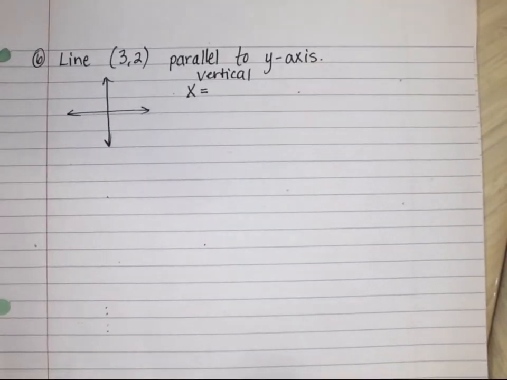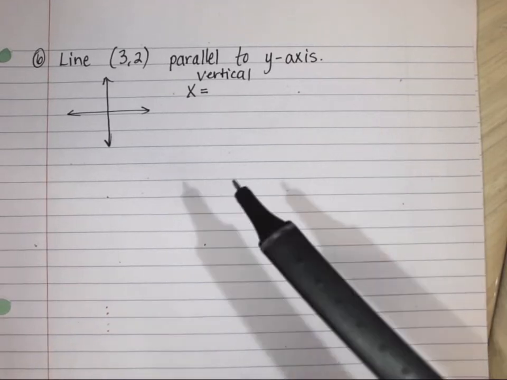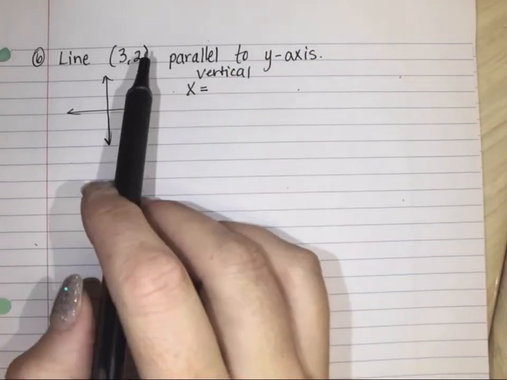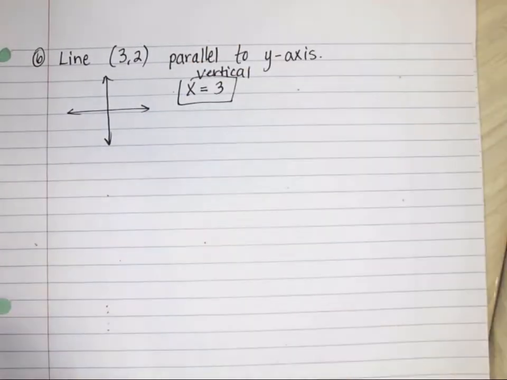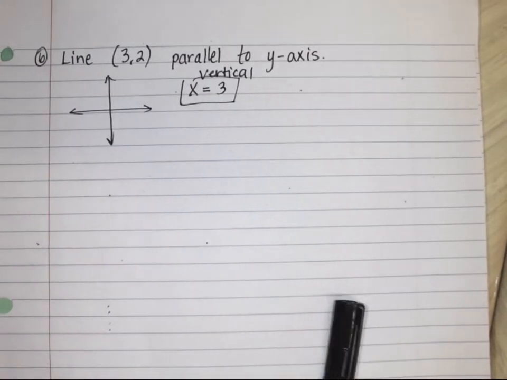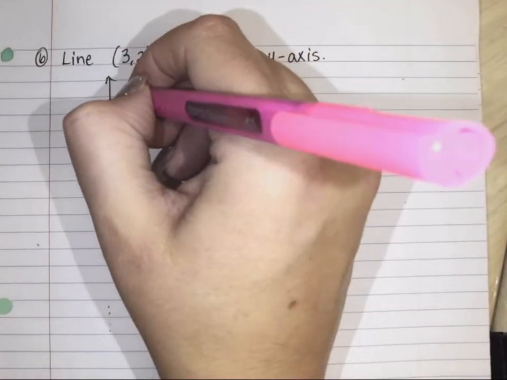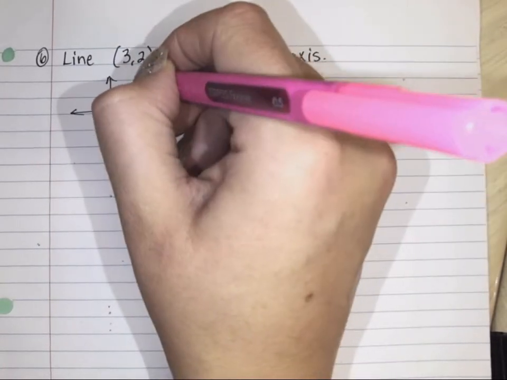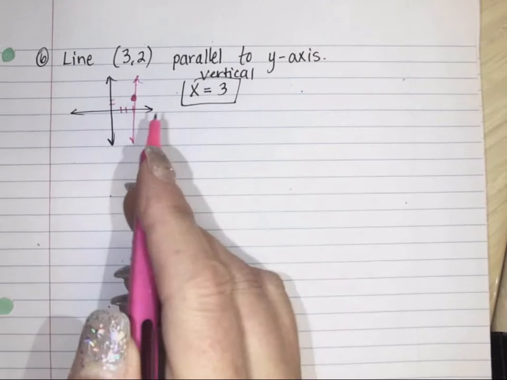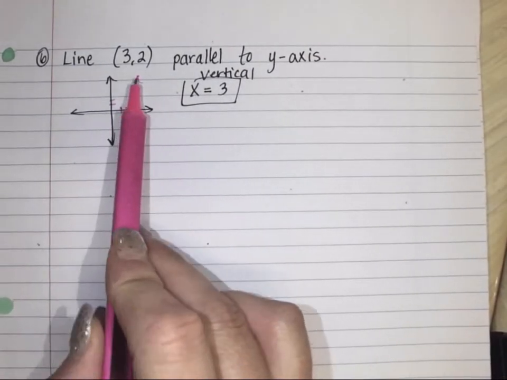And all you have to do, there's no work for these problems. If you're given a point and it says it's parallel to the y-axis or parallel to the x-axis, then look at your x-coordinate. X equals 3 would be your line. Because I've got an ordered pair at (3, 2). And if that line's parallel to the y-axis, then it's going to be x equals 3.